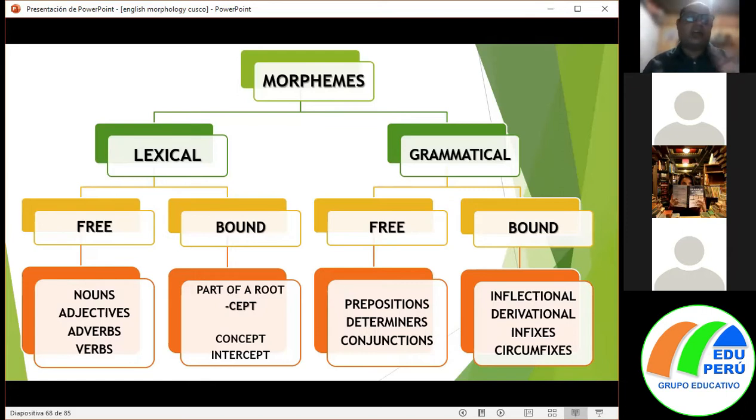All right. Notice this is the summary of the types of morphemes. Remember, two major types, lexical and grammatical, and then we have free and bound morphemes according to their appearance. How can they appear in a word? By themselves or not. This is the principal difference between free and bound. Free, they can appear as a word by itself. Bound, they need other morphemes to appear as a word.